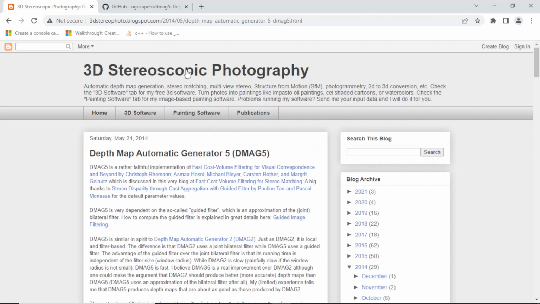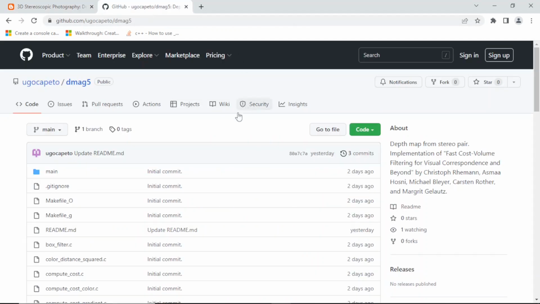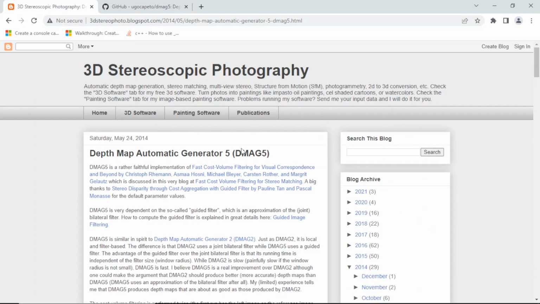Okay, so the reason I'm doing this video is because DMAG5 is now on GitHub, and I'll put a link in the description. That's why I'm making this video, so that you know that the code is there. It's in C.